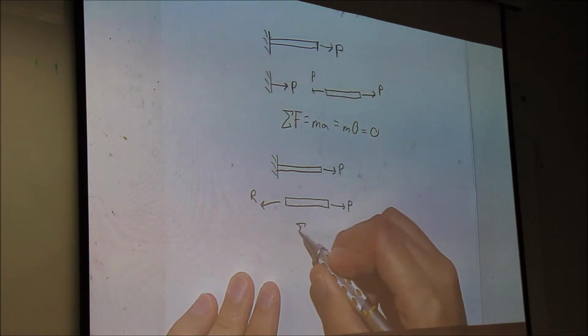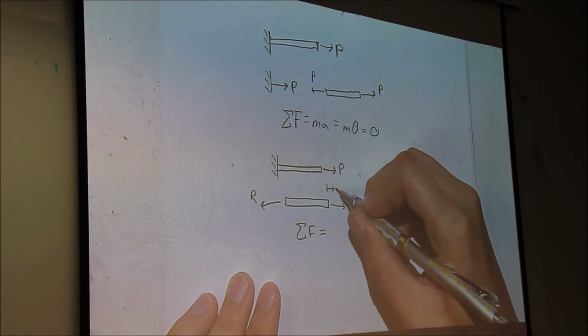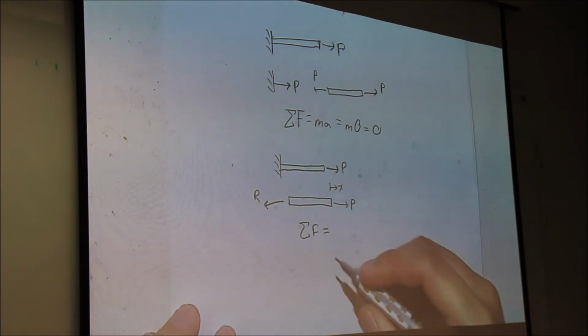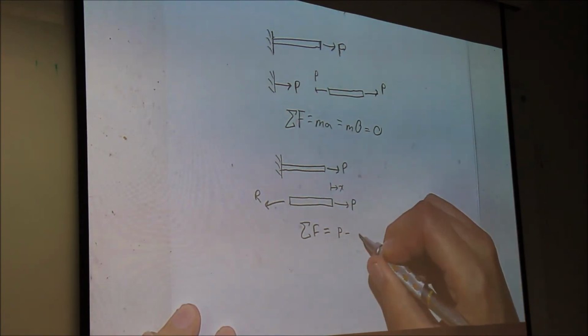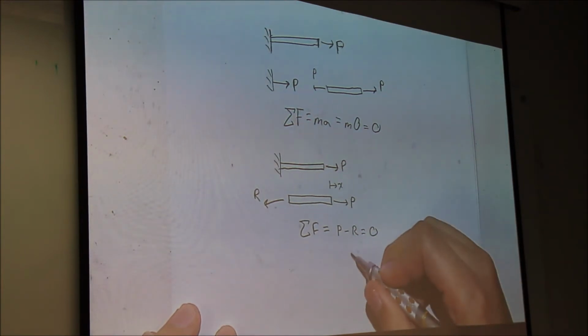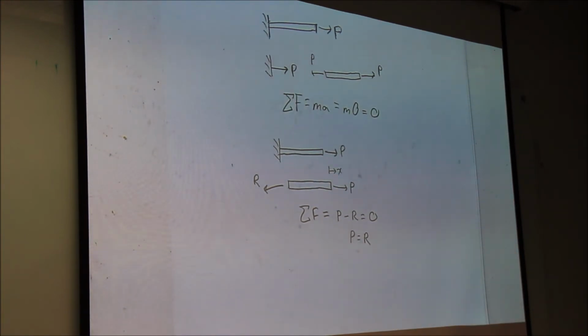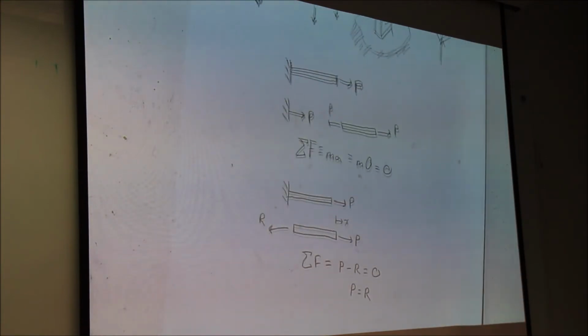Well, if we take the summation of forces, we know, let's say we have a coordinate system where x is positive this way, all right? Then we know that P minus R is equal to 0. And so we do a little bit of algebra. P equals R. Nothing too crazy so far. I'm sure you've all seen something like this before. But I just want to reiterate and maybe recontextualize that so we can move on to weirder stuff. All right, cool.